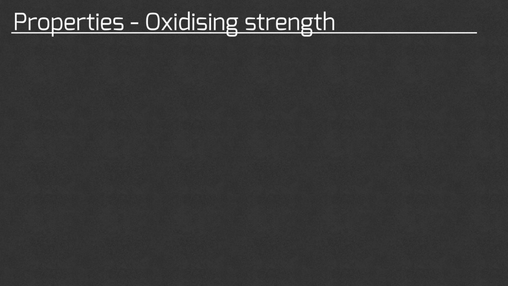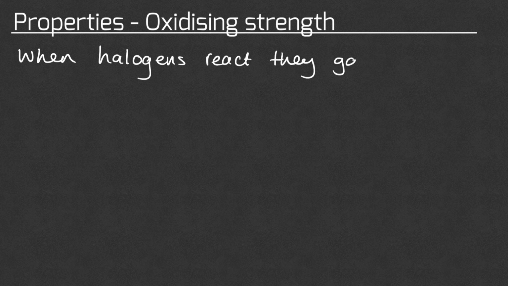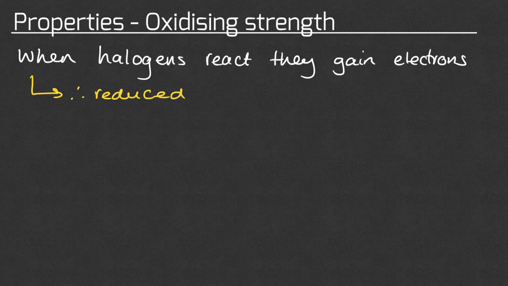We're now going to look at the oxidising strength of the group 7 elements. So when halogens react, they gain electrons, which means that they are going to be reduced, because remember, oxidation is loss of electrons, reduction is gain. So if we say that when halogens react, they gain electrons, this means the halogens are being themselves reduced. And because the halogens are being reduced, that means they are the oxidising agents in that reaction.